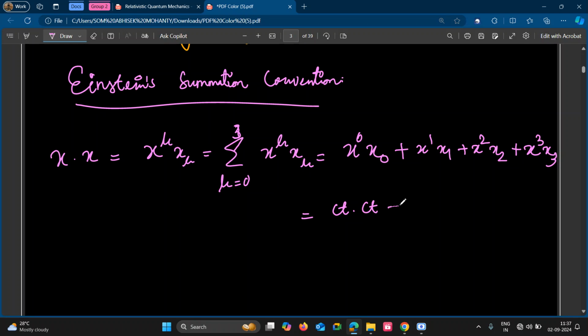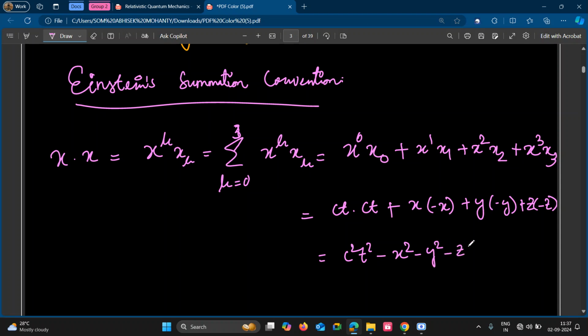But this one here is x, this one is x, this is minus x, this is y, this is minus y, z, this is minus z. So this whole thing becomes c squared t squared minus x squared minus y squared minus z squared. Okay, so this whole thing can be written as we wrote it first.